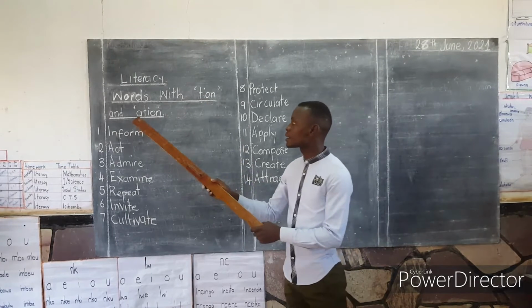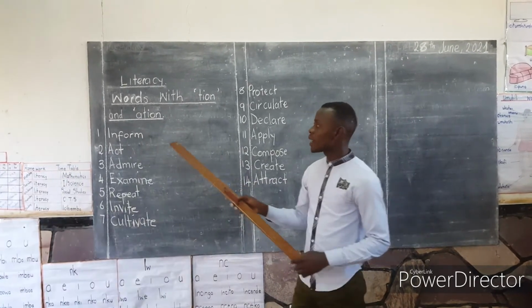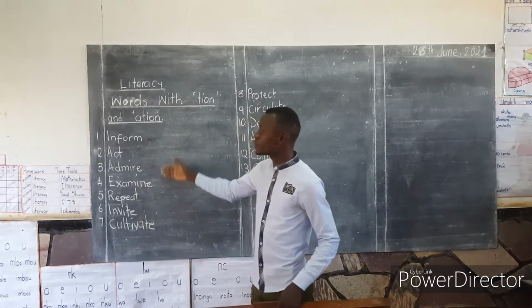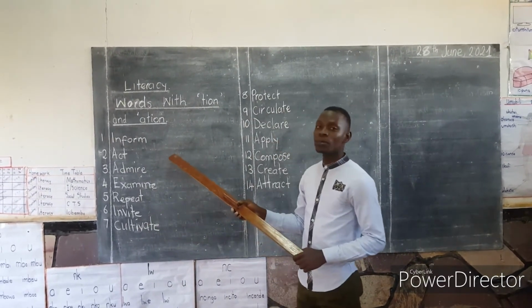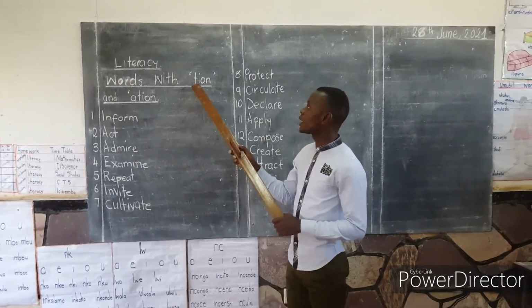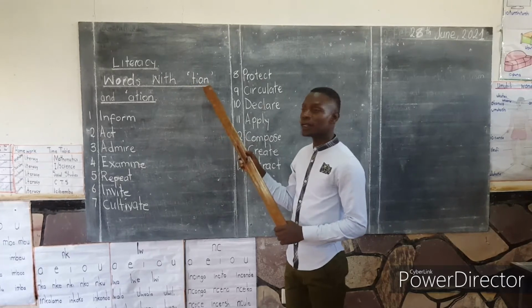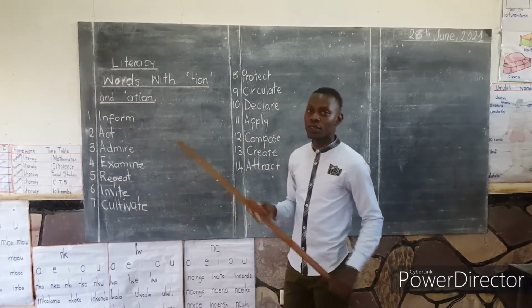So today we'll look at something in literacy, and in literacy we'll look at words with T-I-O-N and A-T-I-O-N. Sometimes we've met different words where you can form other words from the same words by introducing either T-I-O-N or A-T-I-O-N at the end of these words.